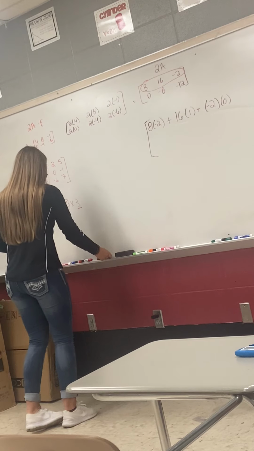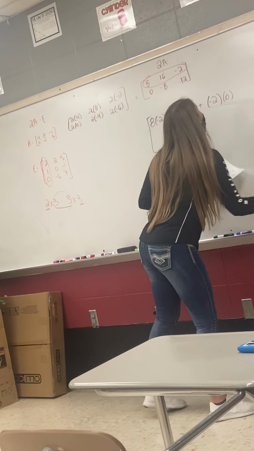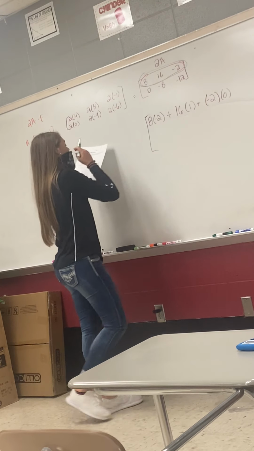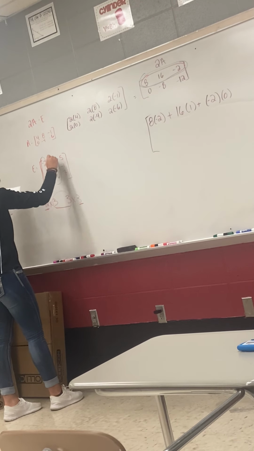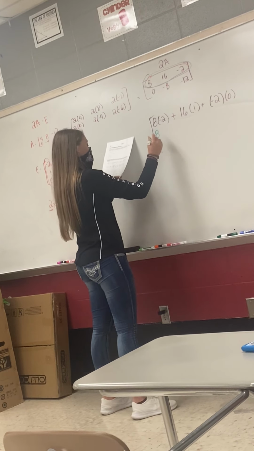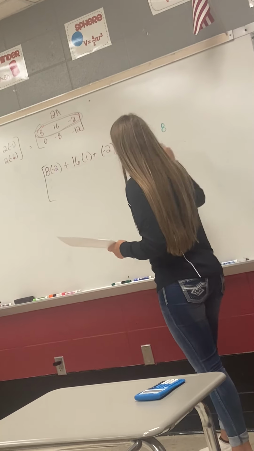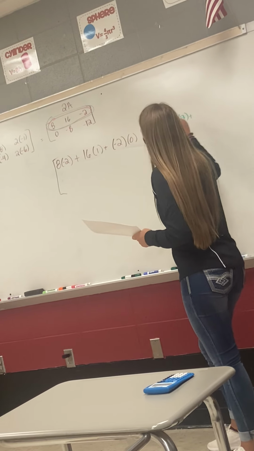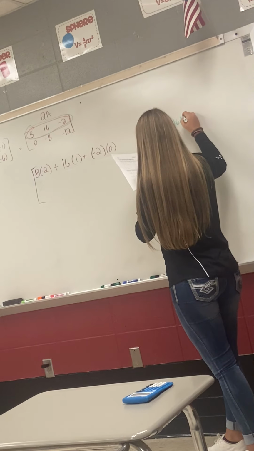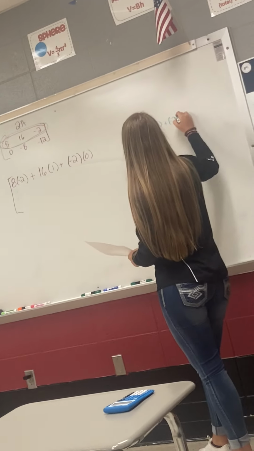Now I'm done with that part. So let's choose a different color. We're going to do 8, 16, and negative 2 times this one now. So we're going to have 8, wrong spot. 8 times 2 plus 16 times 0 plus negative 2 times negative 6.